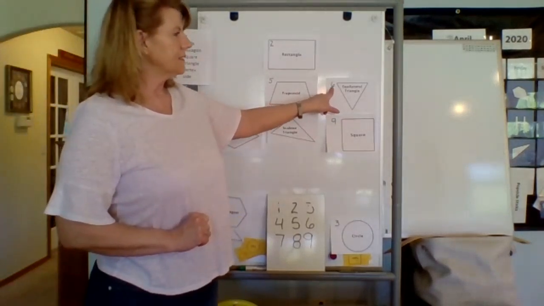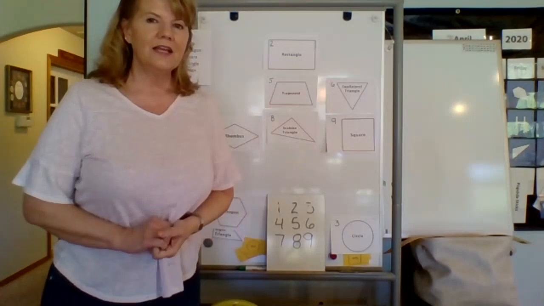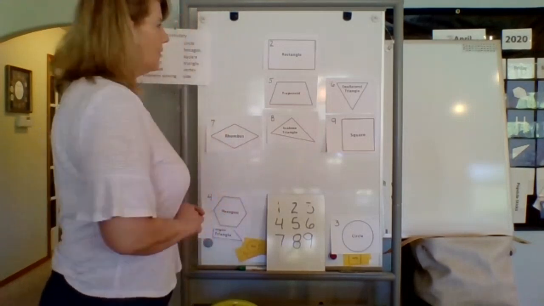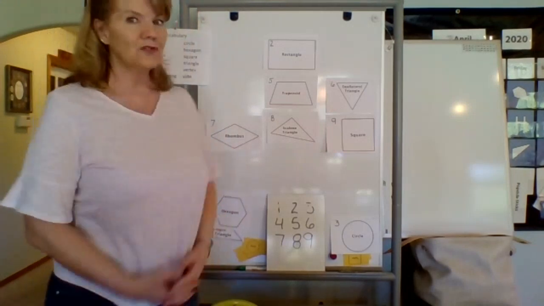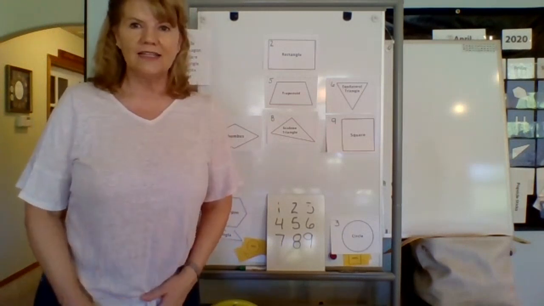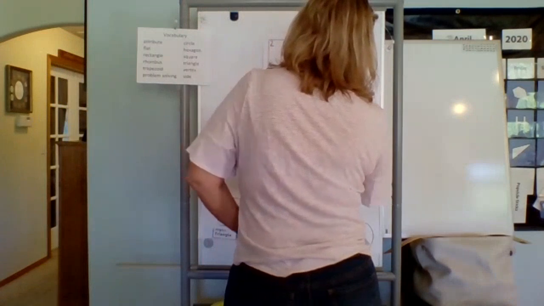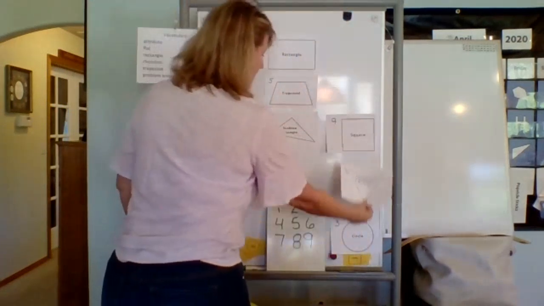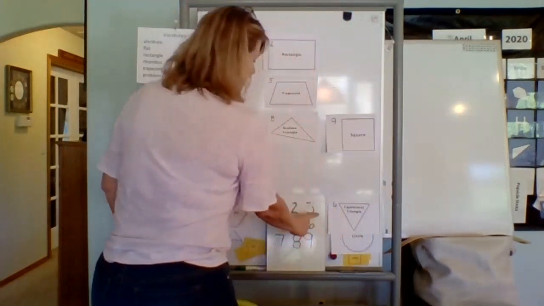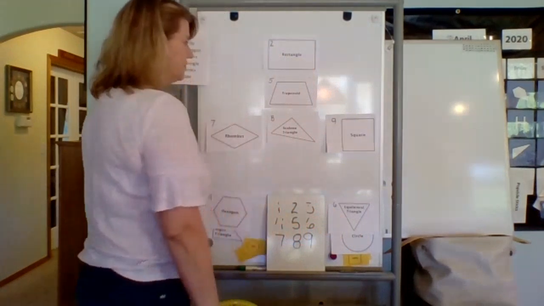And number 6, are we going to have to cross out an equilateral triangle? Or can we leave it? Does an equilateral triangle have 4 sides? 1, 2, 3. Nope, it doesn't. So we're going to have to remove that. And don't forget to cross out number 6 and number 4.